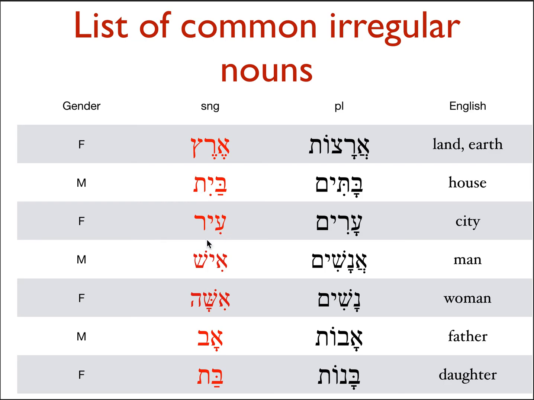The next one, ir. This one is irregular in both. So this one is feminine. Ir, city, is feminine. Looks masculine, and also it looks masculine in the plural, but it's still feminine.